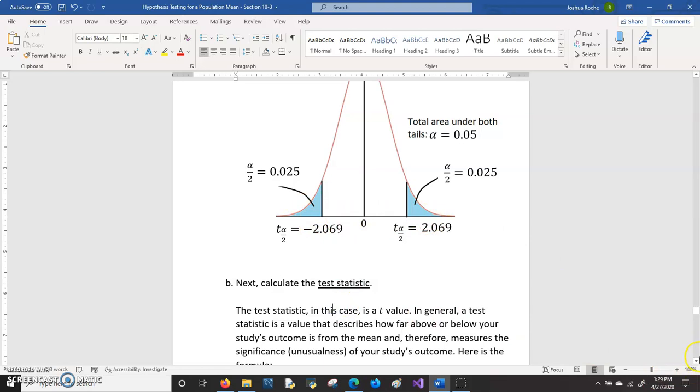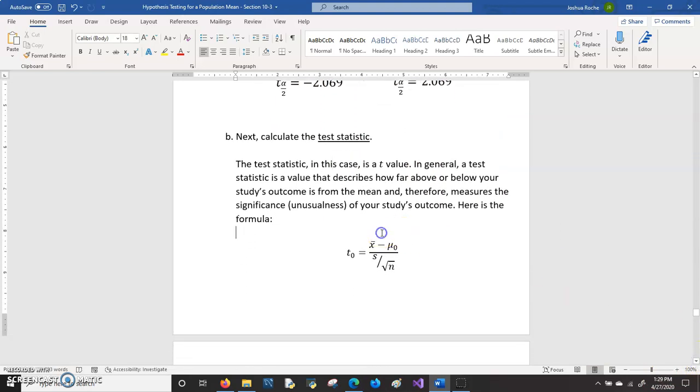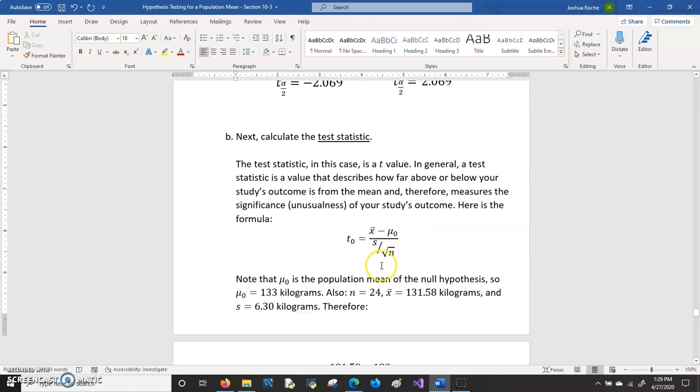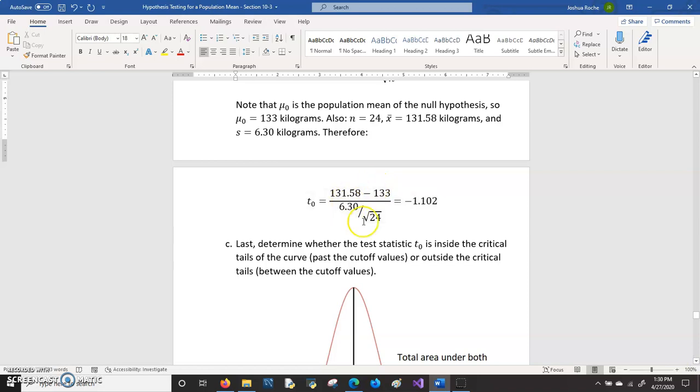The next thing is to calculate the test statistic. We use this formula. Put in all the values for the population mean of the null hypothesis, our sample size, sample mean, and the sample standard deviation. And when you put those values in, the test statistic comes out to negative 1.102.